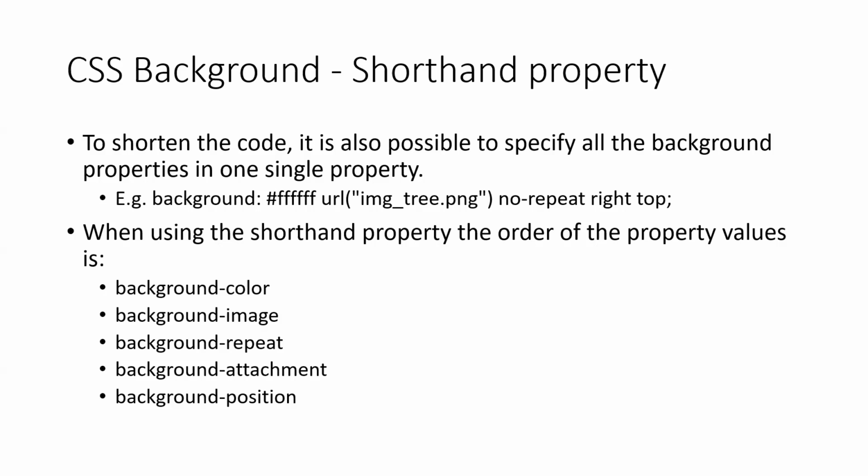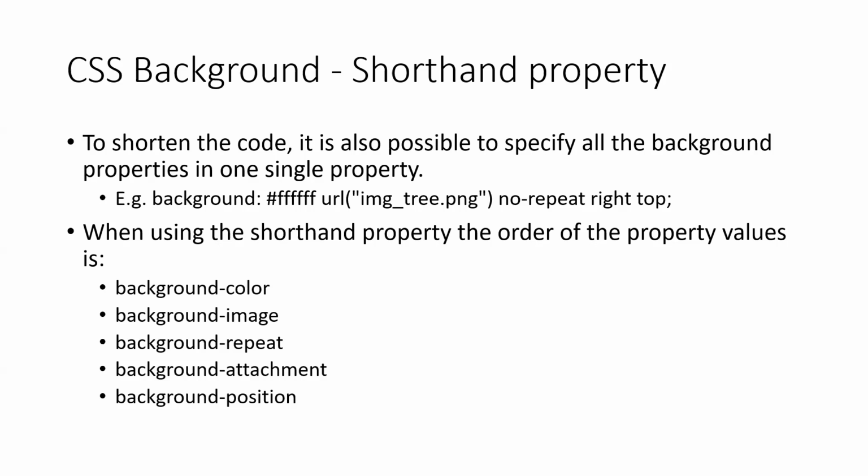So this is what we call the shorthand property, where we can specify background color, and then whether you are going to have an image, whether you are going to have a repeat, the position, right? So everything we can put under the background. So this is called shorthand property.